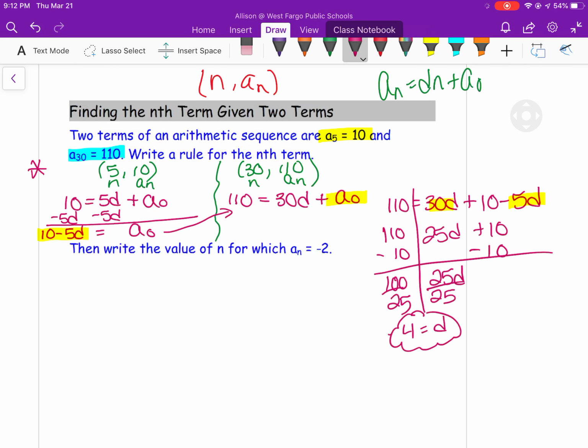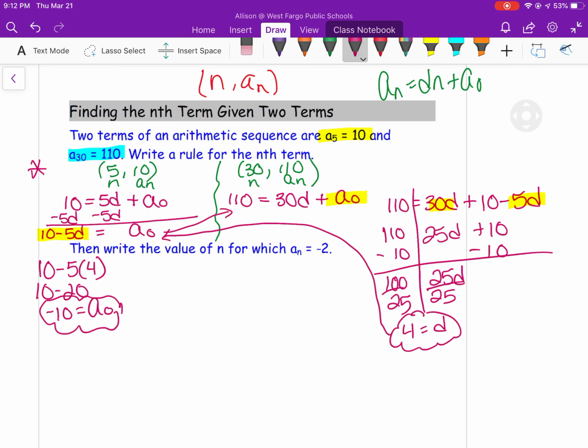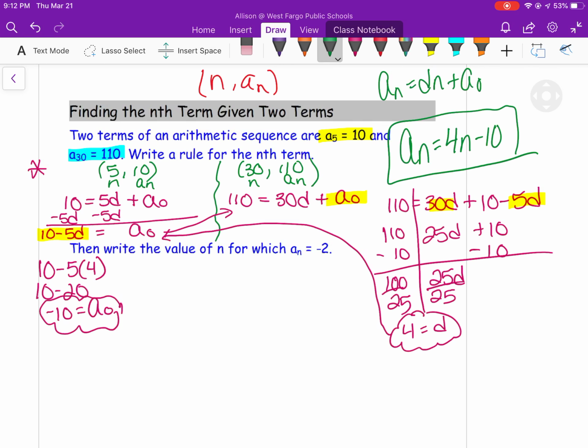I'm going to hold on to that. I need to bring it back up over here and plug it in to solve for a sub 0. So if d is 4, then plug that back in, and I'm going to get 10 minus 20, which means that a sub 0 equals negative 10. So now I can go back up to my equation and write my final answer. So I got d is 4, so 4n, and a sub 0 was negative 10, so minus 10. And that's my final answer there.